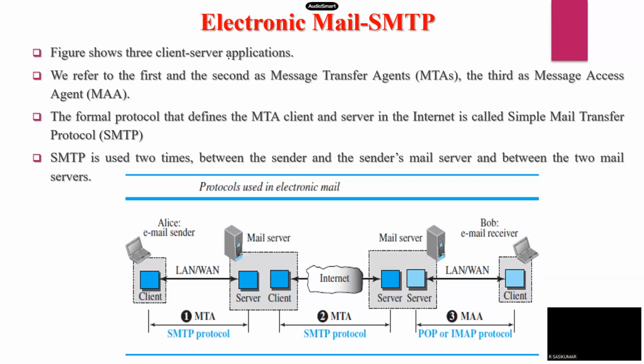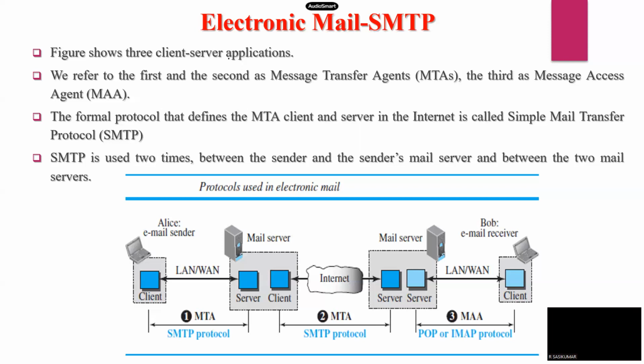In this architecture, for the protocols used in electronic mail, the sender is called Alias, and the receiver's user name is Bob. The sender and receiver are available in different places. Then how will both users communicate? The two users can communicate with the help of the SMTP protocol.